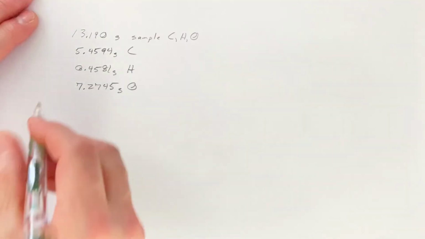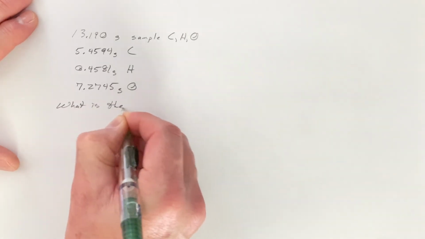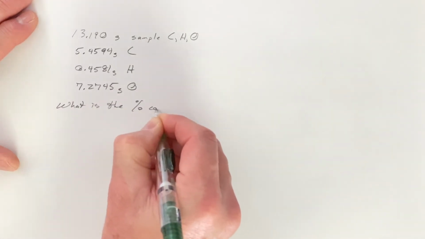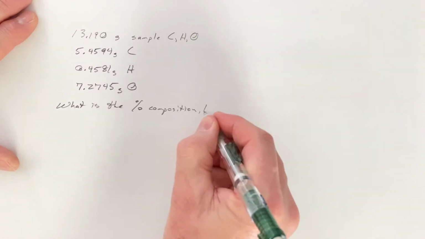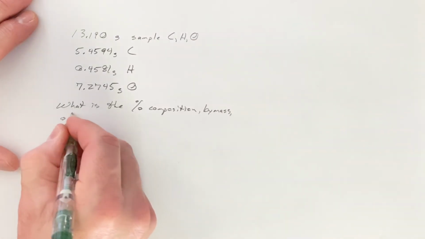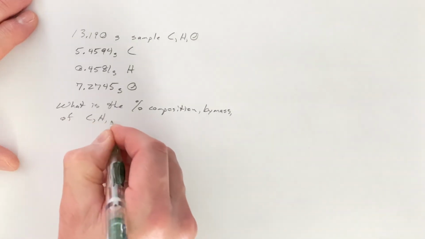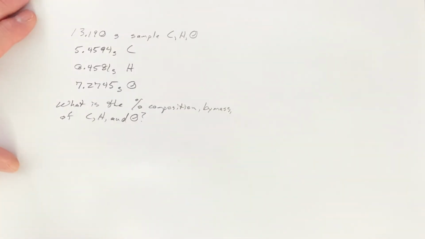We have two questions we're going to ask. First, what is the percent composition by mass? And then we're going to determine the empirical formula. So the first question: what is the percent composition by mass of carbon, hydrogen, and oxygen?